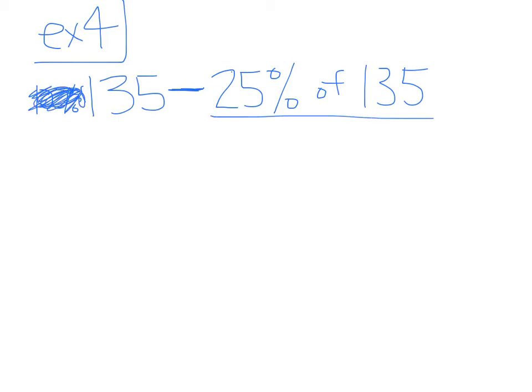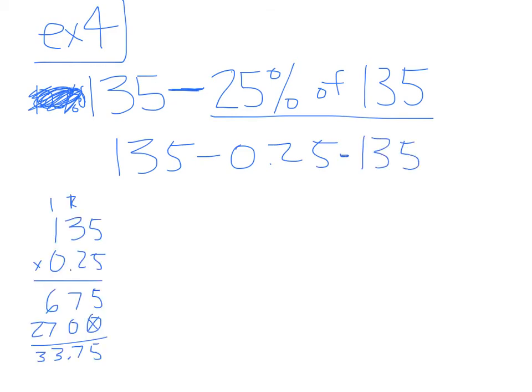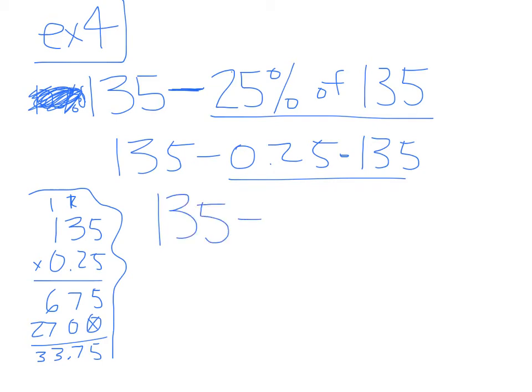So we now have 135 times 0.25. Let's go ahead and do that on the side here. After I multiplied 0.25 times 135 down here in this corner, I ended up with 33.75. So 135 dropping down minus 25% of 135 is 33.75. That's my discount. I'm saving $33.75.